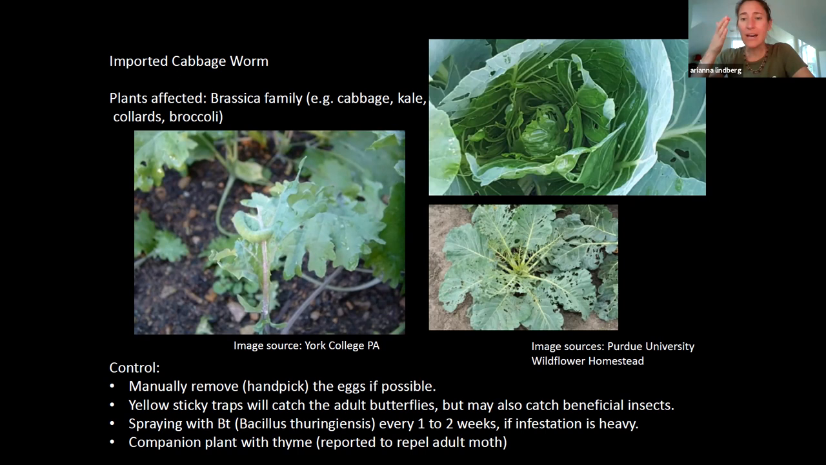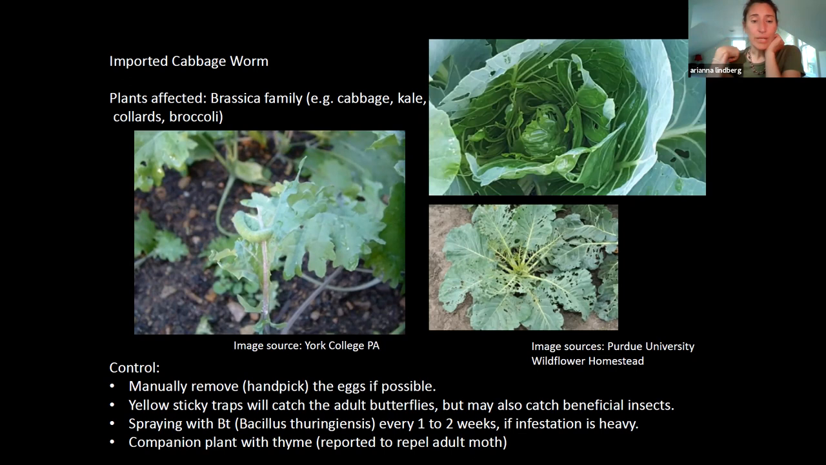Obviously, it's best to find them before they have wreaked havoc. In the bottom right-hand image, you can see the eating patterns of them, and in the left-hand image, the actual worm. You can manually remove them as well as the eggs, so you'll want to start to recognize the eggs. You can see the little butterflies going around laying their eggs, and so you can smush the eggs.